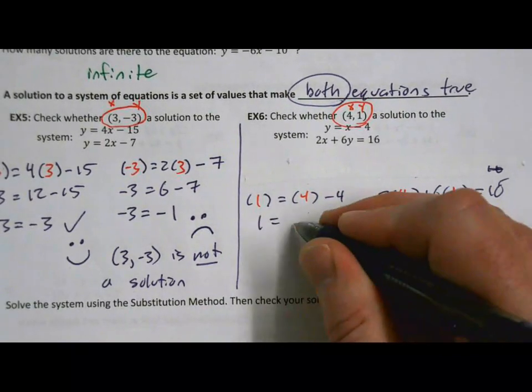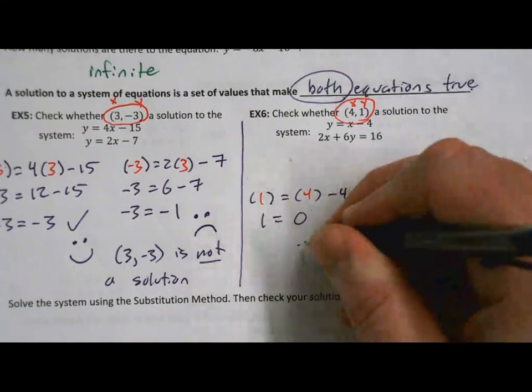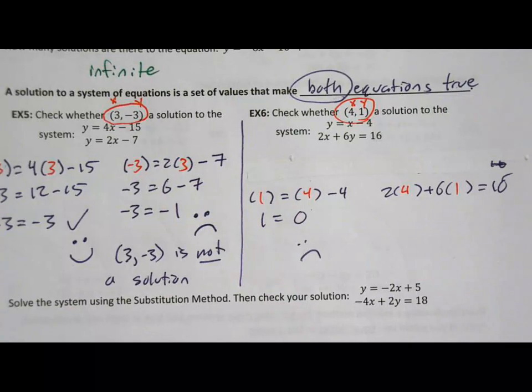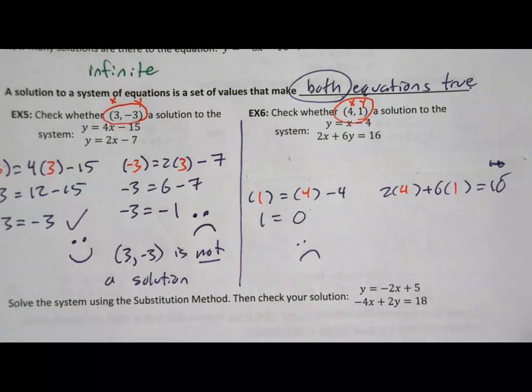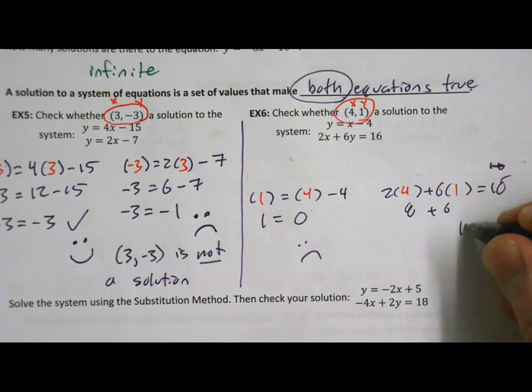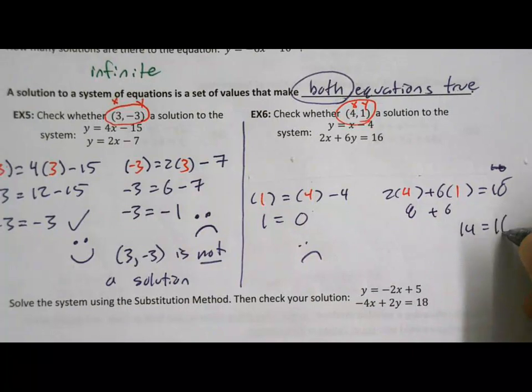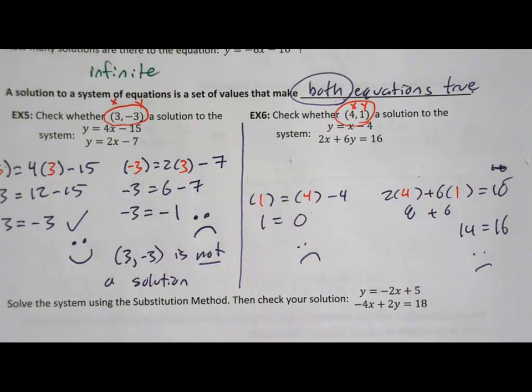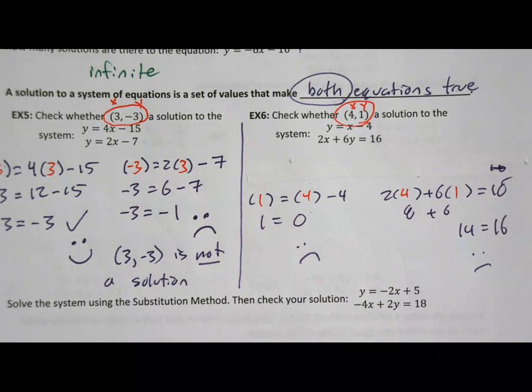4 minus 4 is 0. Oh, it doesn't work. I got a mistake. I already know that it's not going to work. I got to check this one very quickly. This is 8, that's 6, 14 equals 16. No, neither of them work in that one. So there's definitely something wrong if I think 4 comma 1 is my solution. I need to go back and find my mistake. Okay, so it does not take a long time to check.